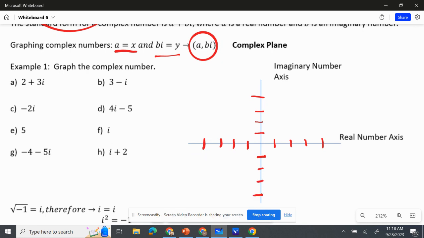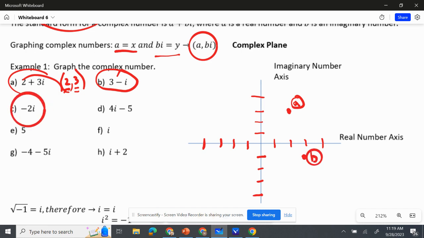So when we're plotting them, we're going to start off with 2 plus 3i. So we're going to go to the right 2, and then we're going to go up 3. And that right there is 2 plus 3i. Remember, what we're doing is we're writing it pretty much like an ordered pair. The real number is the x value, the imaginary number is the y value. So for letter B, we have 3 minus i. That means we go to the right 3, and then we go down 1.